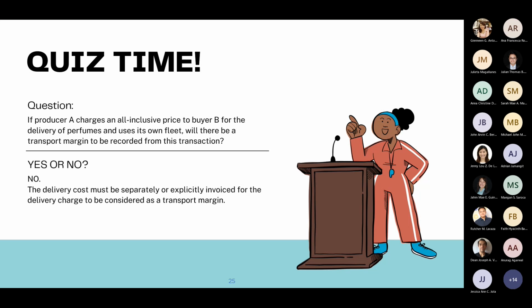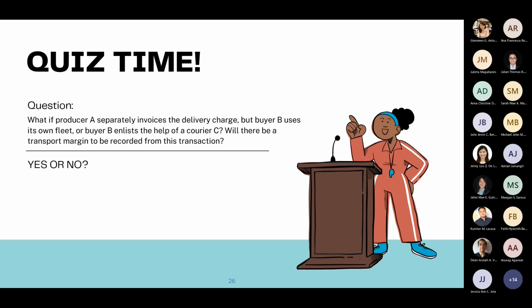But hold on, I have a follow-up question. What if producer A separately invoices now the delivery charge, and buyer B uses its own fleet, or buyer B enlists the help of another courier, suppose courier C? Will there be a transport margin to be recorded from this transaction? Yes or no? Okay, so on my go signal, you can type your answers and go.